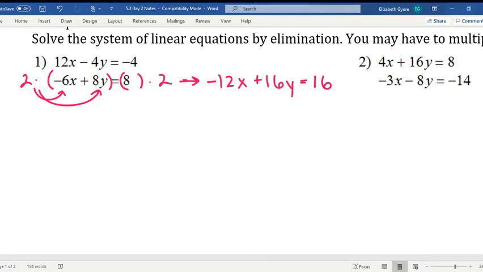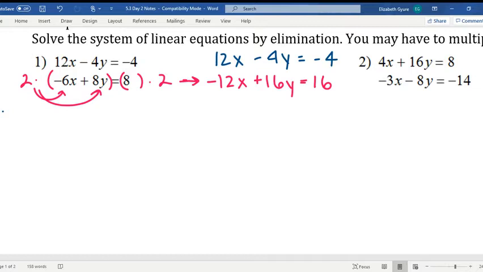I don't need that first one anymore. Right? I don't need this one anymore. I rewrote it. I multiplied the whole thing by 2. Now what we're going to do is take our one that was on the top here, and I'm just going to rewrite it in the same place. So I'm going to line up my x's. So I have my 12x minus 4y equals negative 4.